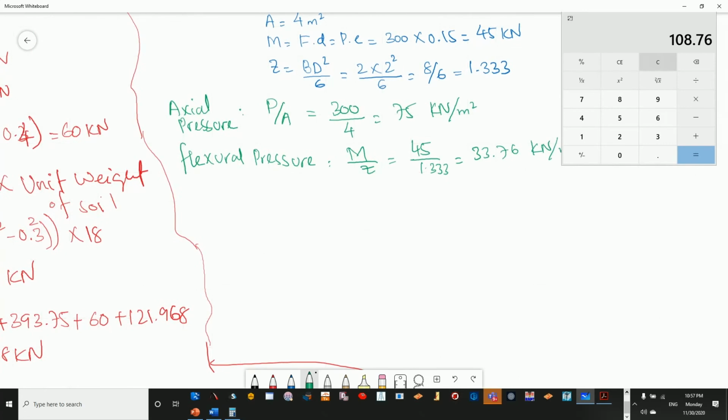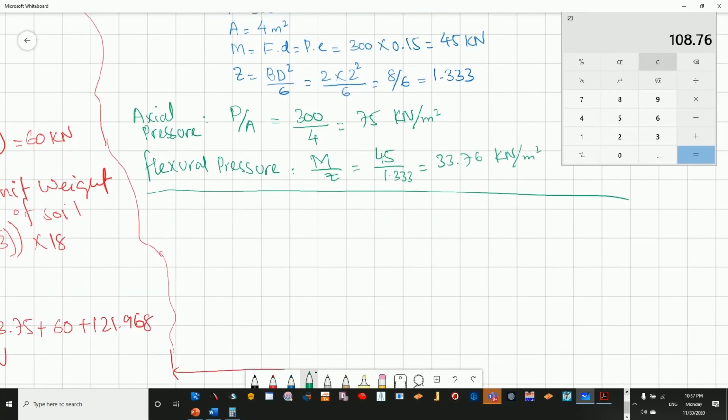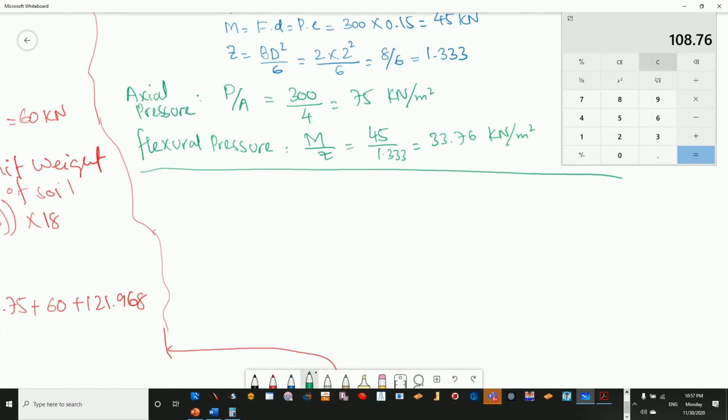Now going for the second thing, where we need to calculate the moment. We have a pressure diagram. They have asked us only in the longitudinal direction where the eccentricity is happening. So we have this shape, where this is 2 meters, and we have the column here, where this side is 1 meter.